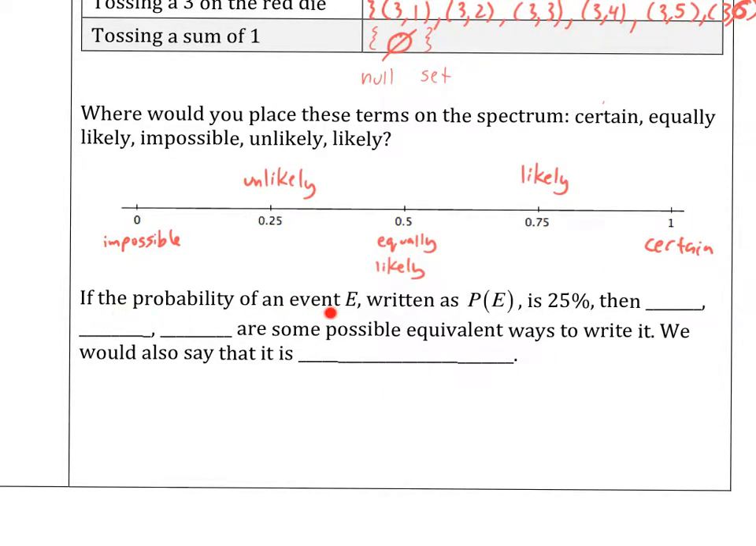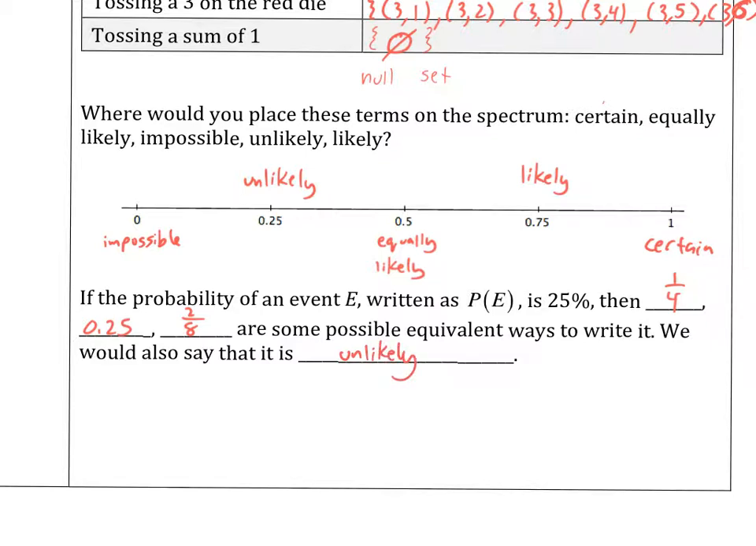If the probability of an event E, of course we just use E for that and we substitute that in, is whatever it is, 25%. We could also say 1 over 4. We can say 0.25. We can say 2 to 8. So anytime we have an equivalent mathematical expression, those all mean the same thing. It is unlikely to occur, and these are some possible equivalent ways to write it. We would also say that it is unlikely.